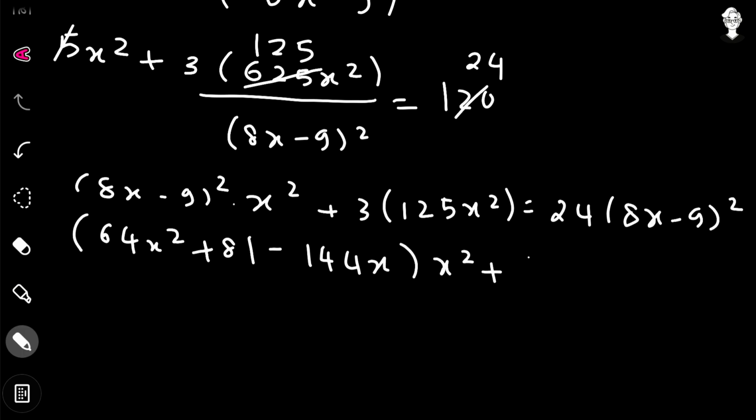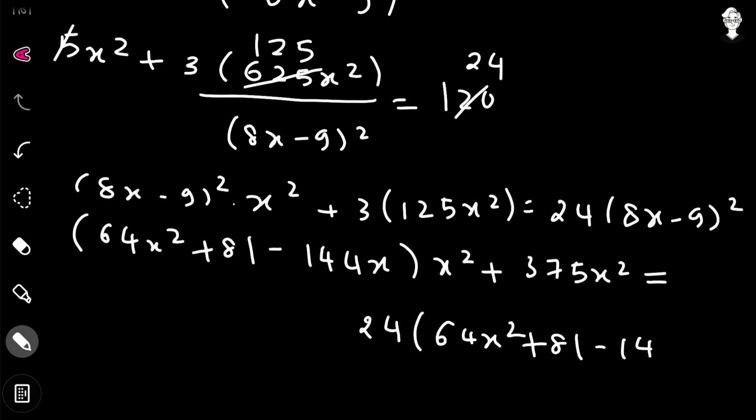3 into 125x² will become 375x², and this is going to be equal to 24 multiplied with (8x − 9) the whole square, so it will turn out to be 64x² + 81 − 144x. So now let us simplify the things present in the left hand side.